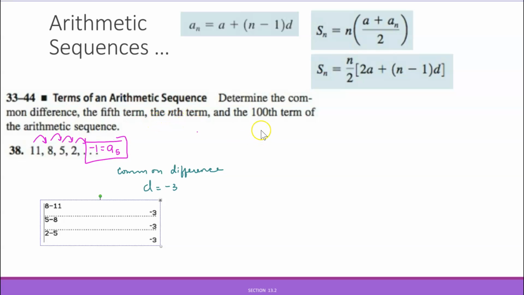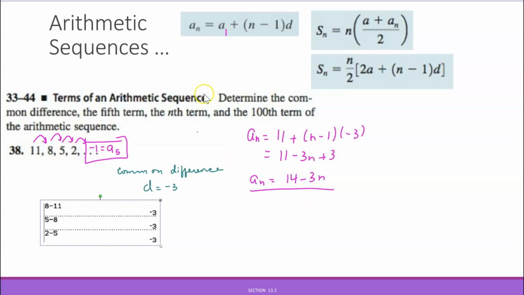For the nth term, what they want is a general formula that's going to generate everything, a sub n. Okay, so to get a sub n, we're going to take our first term, that's 11. We don't know n because we're finding the nth term, so it doesn't have a value. And then our common difference was negative 3. And we're ready to simplify to get our formula for the nth term. Here we're going to get a negative 3n. Here we're going to get a positive 3. And so we get for the nth term, 11 plus 3 gives us 14 minus 3n.